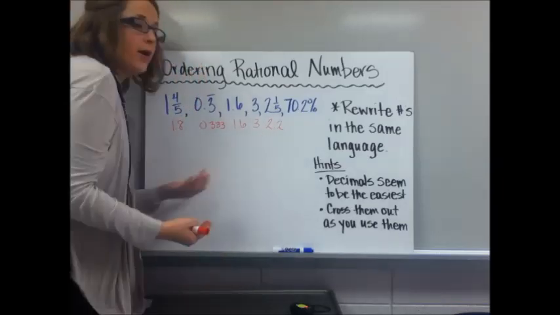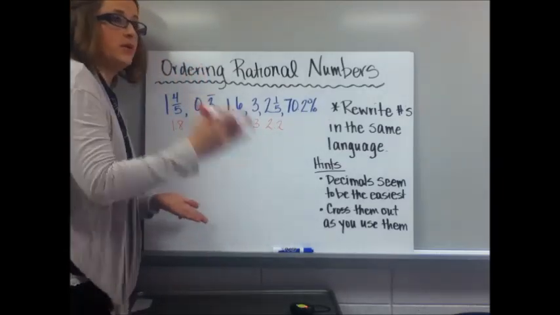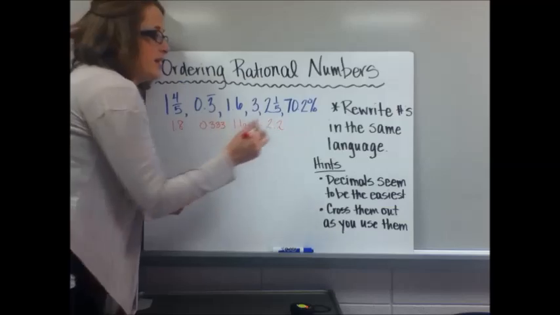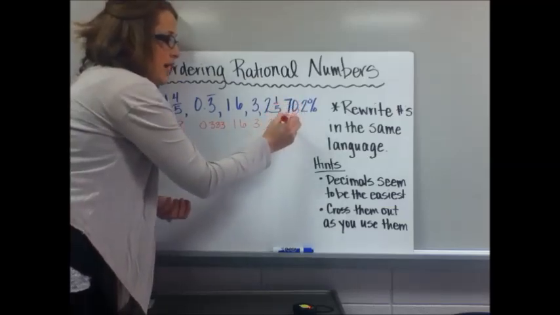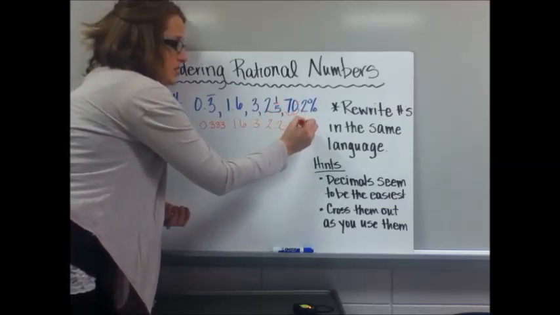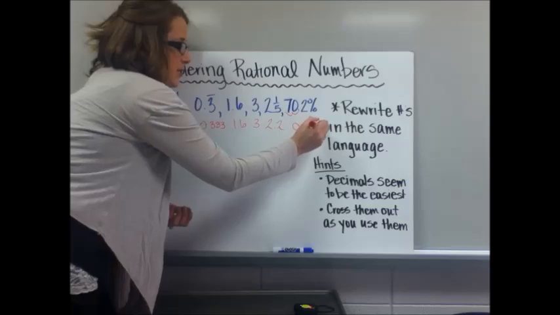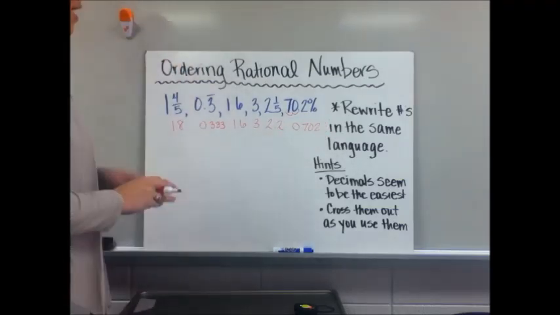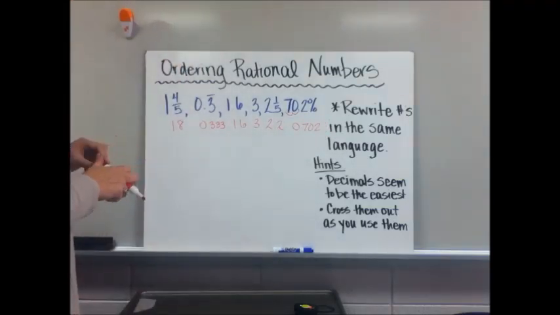70.2%. We're going to go backwards from what we did before, when we turned a decimal into a percent. So to go backwards, you're going to move the decimal 2 places over to the left, and that is 0.702.